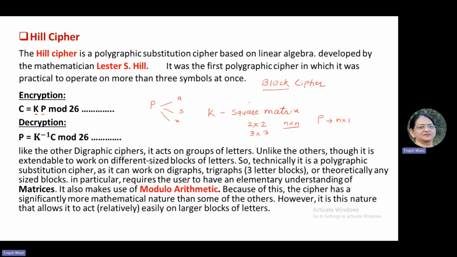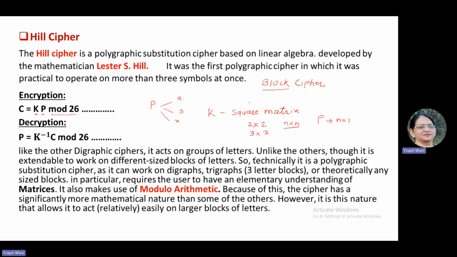It uses modular arithmetic, as we are doing the arithmetic operation mod 26 on this multiplication. So it is modulo arithmetic. Because of this, this cipher has a significantly more mathematical nature than some of the others. However, it is this nature that allows it to act easily on larger blocks of letters.